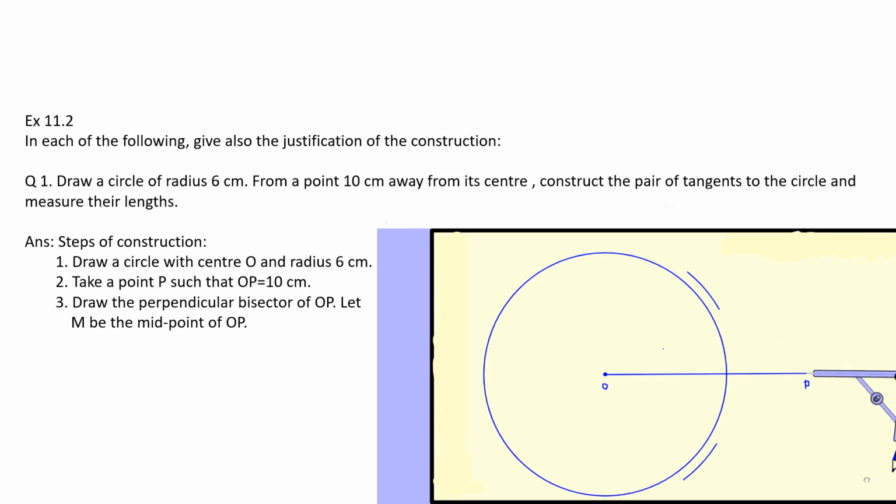From the point O, taking more than half the length of OP, mark two arcs in the upper part and the lower part. Then again from the point P with the same arc length, mark the arcs. You will get 2 points. Join them, and that line will intersect OP at some point. Mark that point as M, which will act as the midpoint of OP.